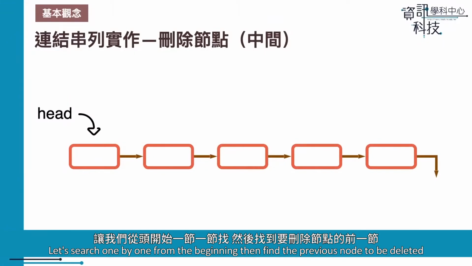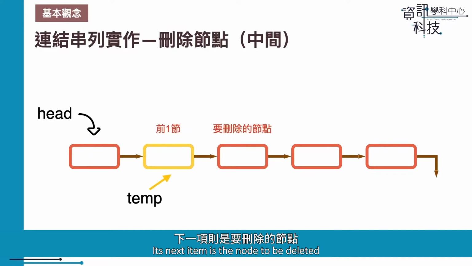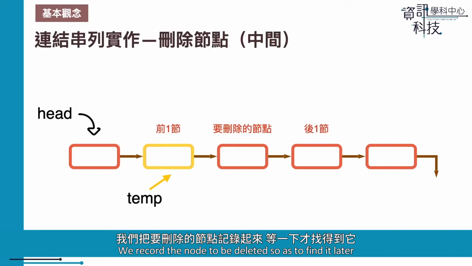Let's search one by one from the beginning, then find the previous node of the one to be deleted. Its next item is the node to be deleted. We record the node to be deleted so as to find it later.